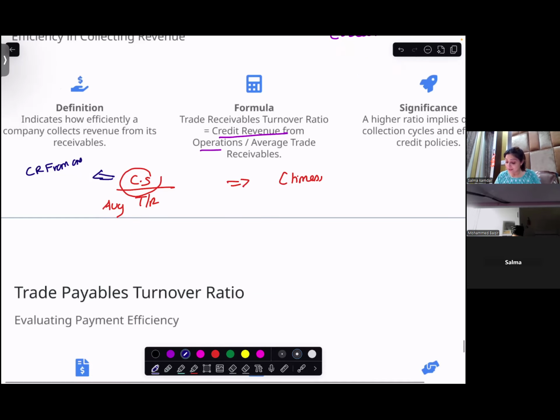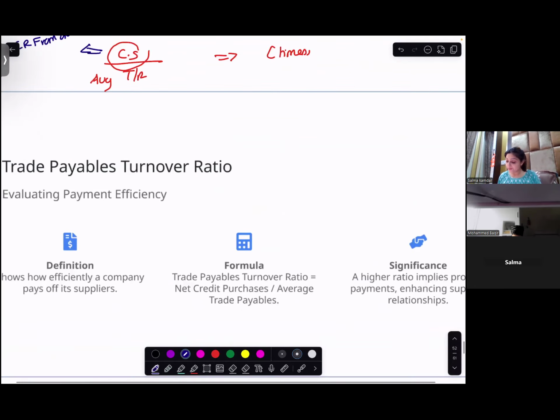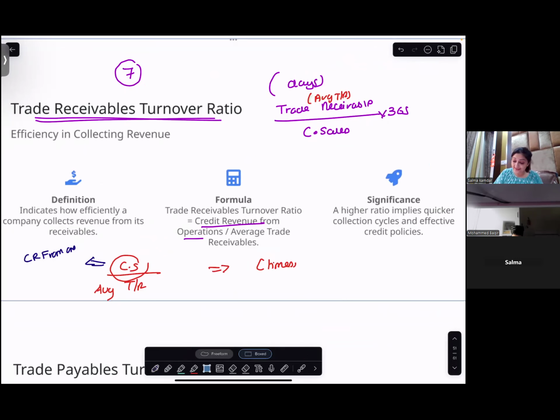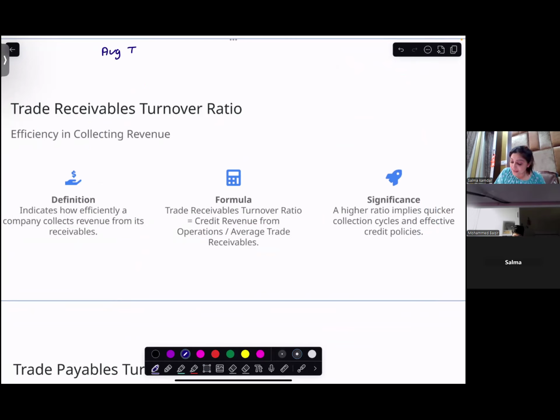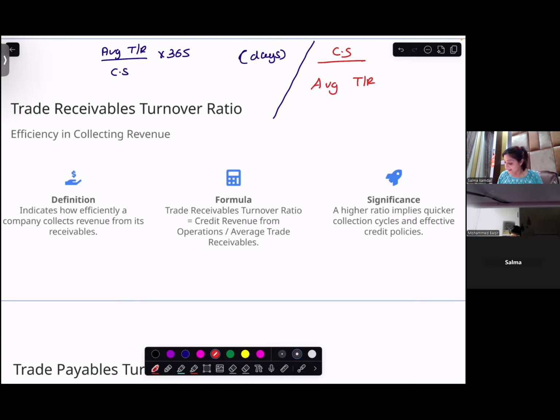When I talk about the trade receivable turnover ratio, you can have the ratio in days and you can have the ratio in times. If you directly do average trade receivables over credit sales into 365, you will get your answer in days, in how many days you are collecting your money from trade receivables. If you inverse the formula, you do credit sales over average trade receivables, you will get your answer in times. How many times in a year you are collecting money from your customers?